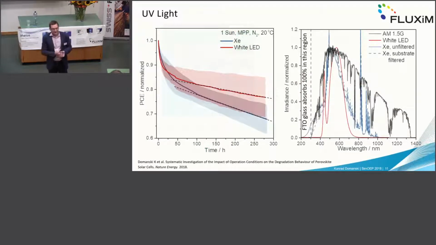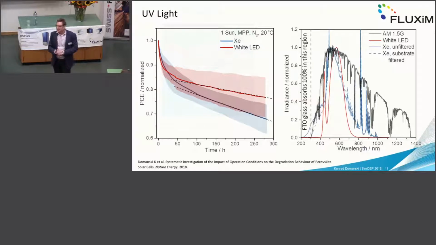So we systematically tried changing one parameter after another and measured bunches of devices, between 8 and 16 for each condition, and then compared what really degrades those devices. So here, as the first thing, we compared the spectrum of light. So we have the UV light and the white light, or like white plus UV and white light.